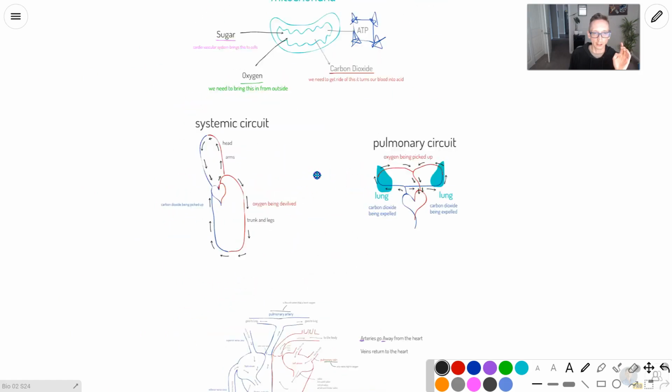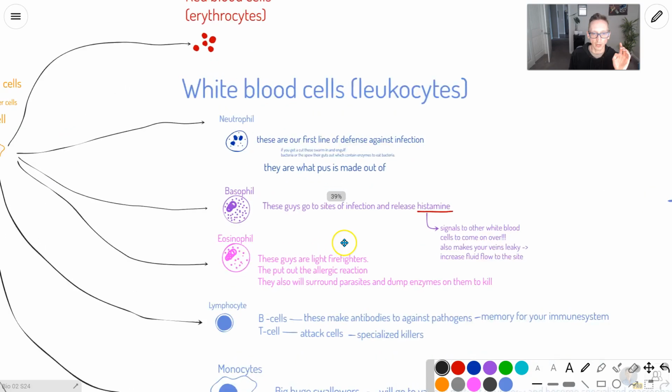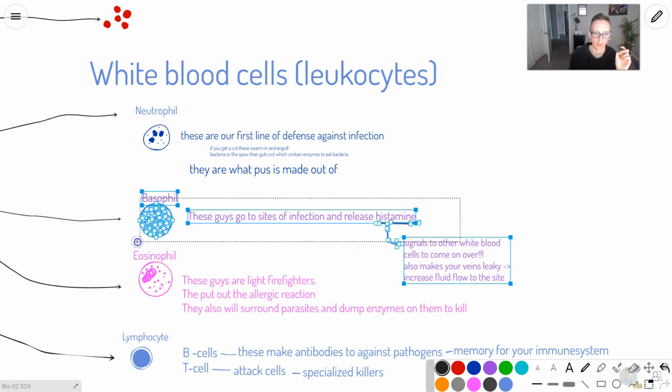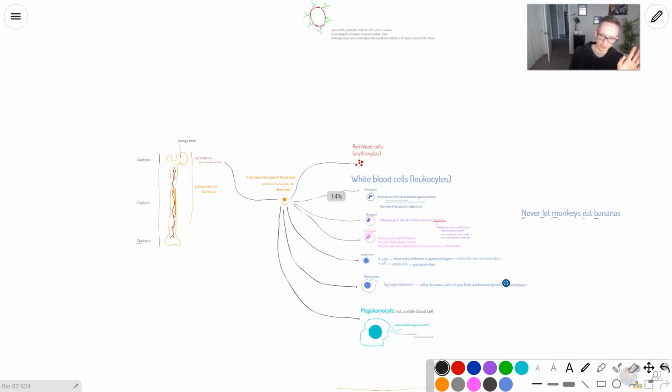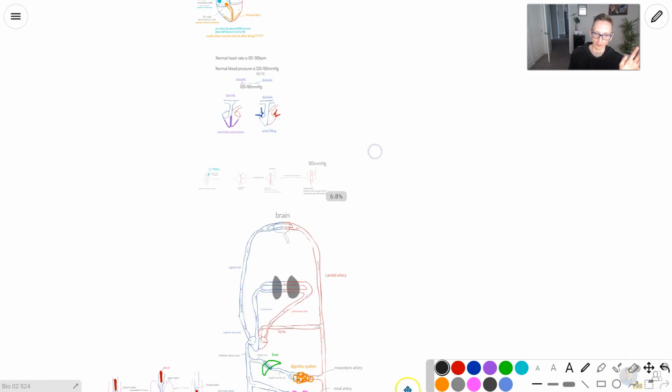I'm going to come up here again and do a little review. White blood cells, basophils. These guys go to sites of infection and release histamine. Signals to other white blood cells to come over. Also makes our veins leaky. Increases fluid flow to the site. Okay. Let's take him back. Let's take him down here. Look at this. I'm combining things from different lectures here to make a final little point about our cardiovascular system.